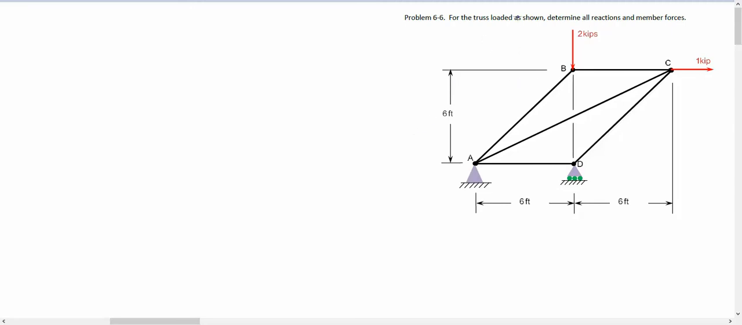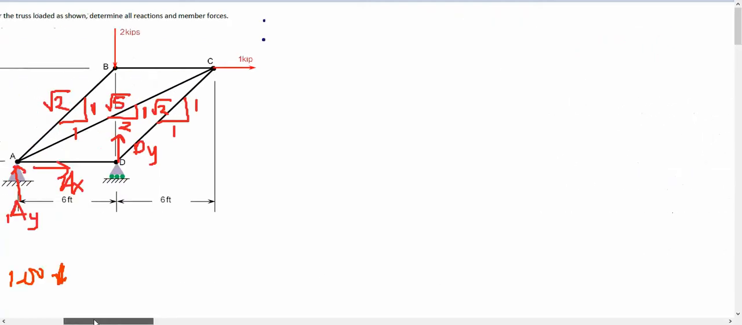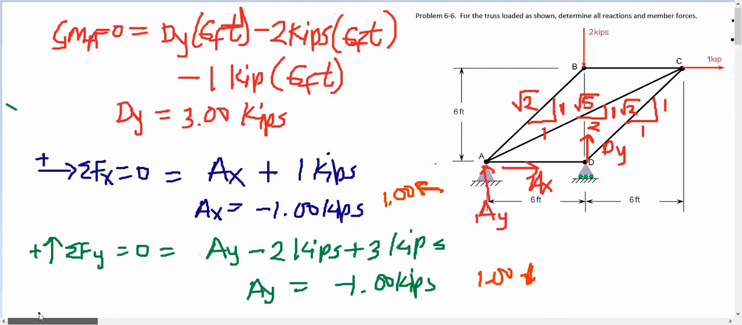The question here is asking us to determine all the reaction and member forces, and we're going to do this by using the method of joints. So here first we need to determine what forces are in the diagram. At the pin here we have an AY and an AX force, and at the roller we have a DY force. So let's go over here to the diagram on the side.